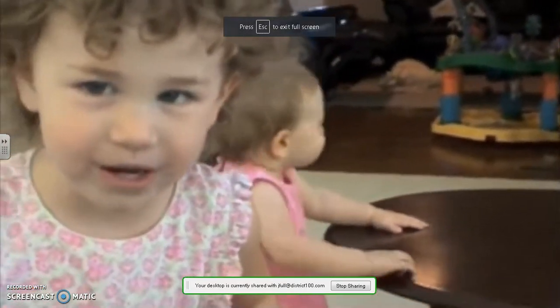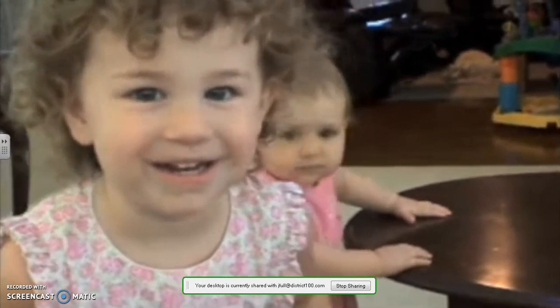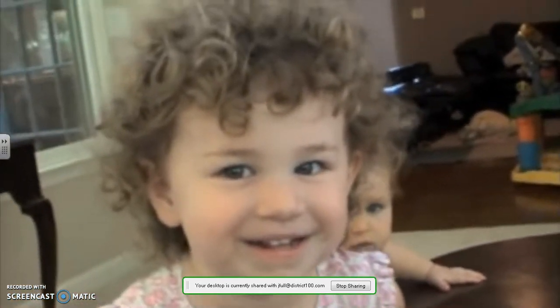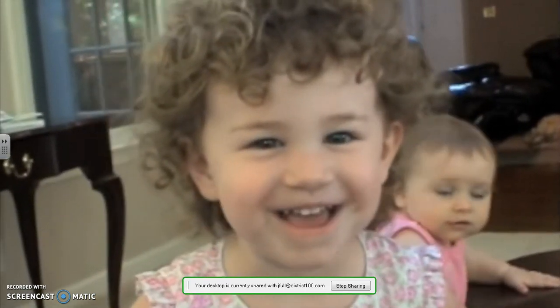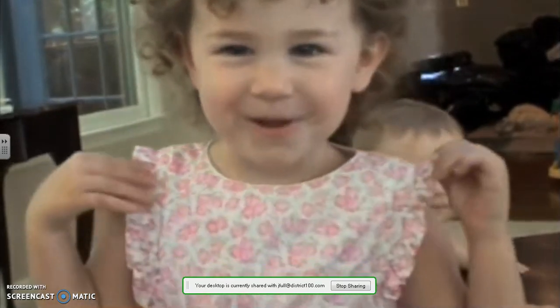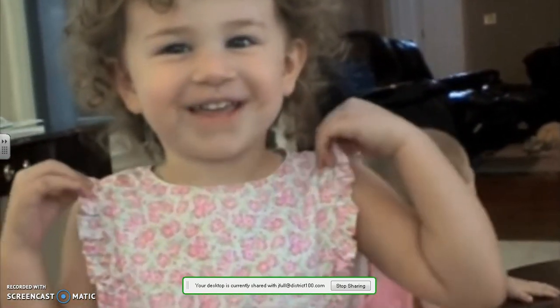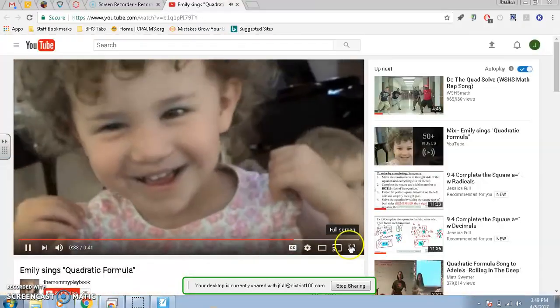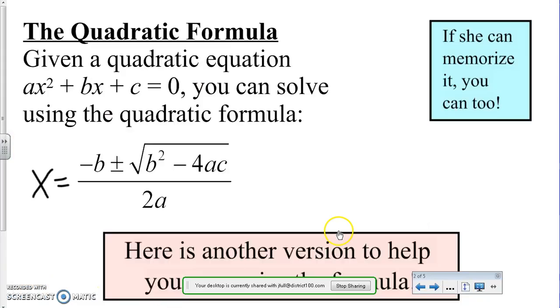Twinkle, little star, how I wonder what you are. Good job, Emily. What about the x equals? X equals negative b. Uh-huh. X equals negative b plus or minus the square root, b squared minus 4ac, all over 2a.